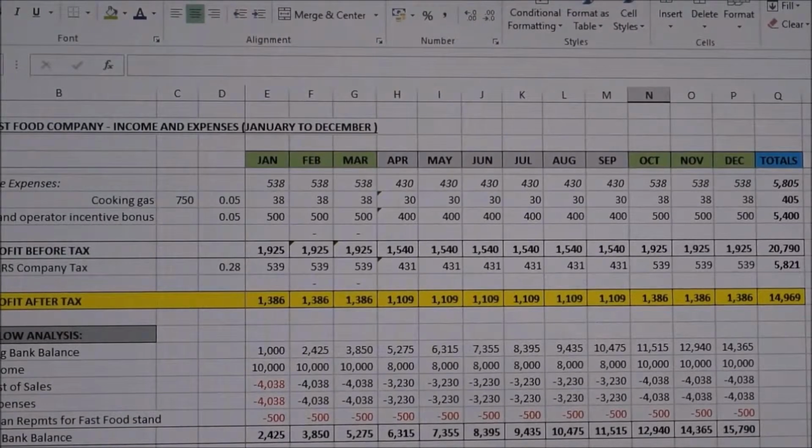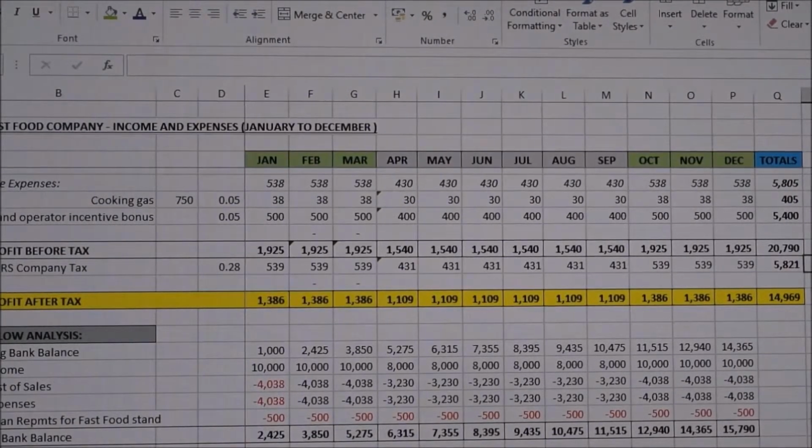To summarize, we make a total profit for the year before tax of 20,790 Rand. We've made our provision for income tax that is due to SARS, our 28% of 5,821 Rand, which means at the end of the day we have a net profit after tax figure of 14,969 Rand.